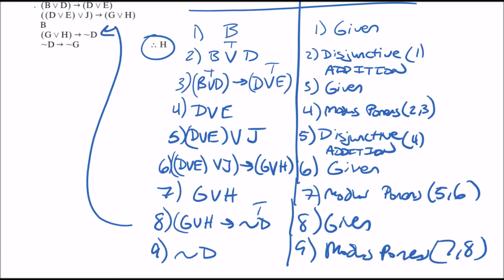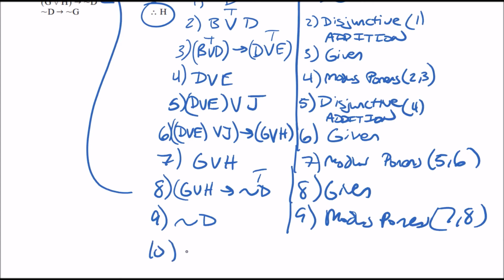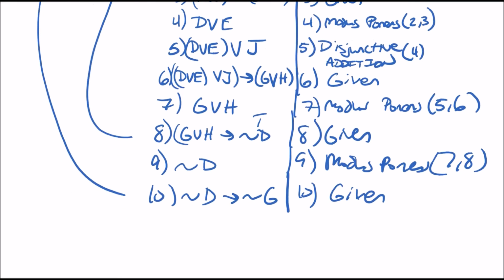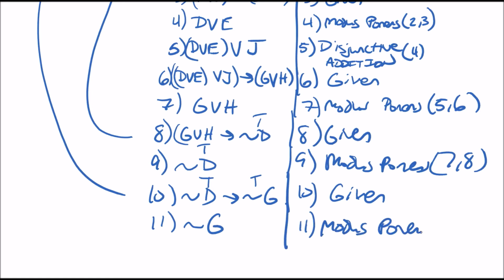So now we have not D. 10 here. We have that last given, which is not D implies not G. So given. And now again, if not D is true, then not G has to be true. Again, modus ponens from lines 9 and 10.